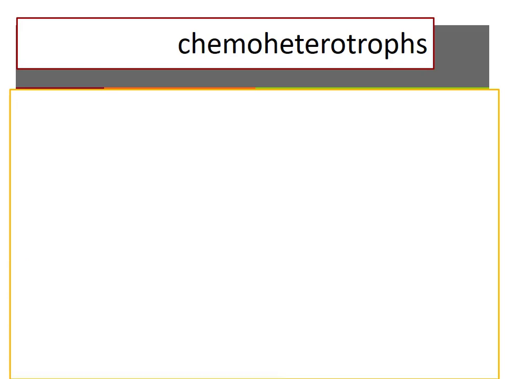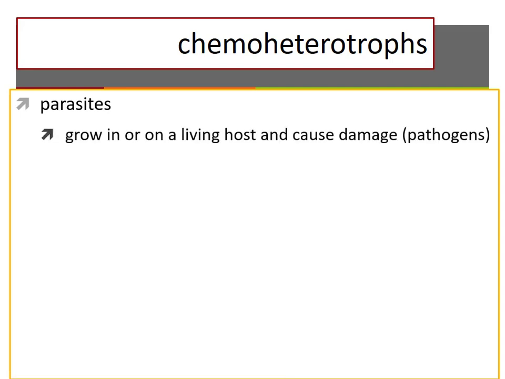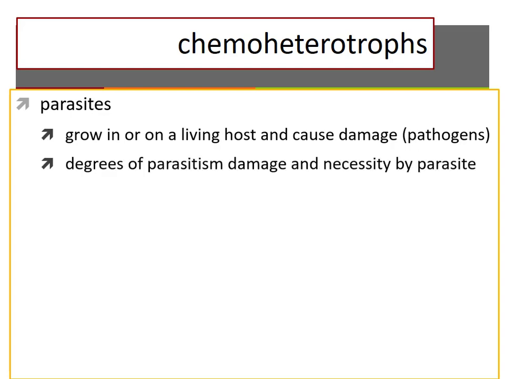Okay, next up, parasites. Parasites are going to be the ones that live on living tissue, and just by the act of living on living tissue means that they're going to cause damage. That's why they're pathogens. That's why they're parasites, so they cause disease. Now, how much damage they cause is dictated by just how much carbon, how much nutrients they need, and that they can't make themselves.